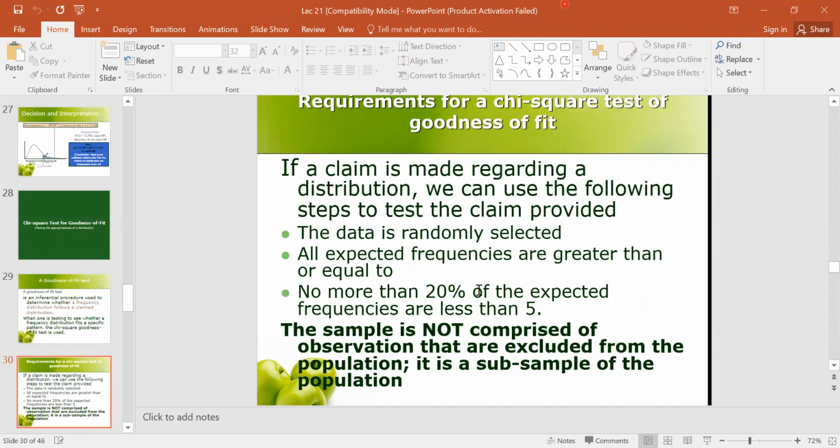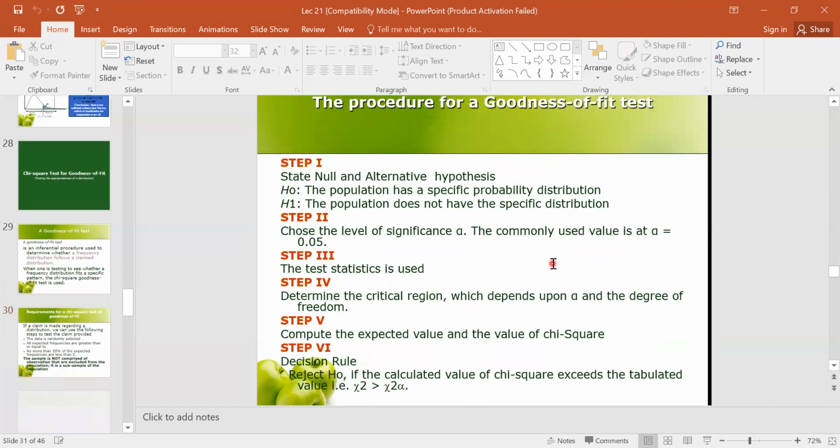The requirements are: the data is randomly selected, all expected frequencies are greater than or equal to a specific point, no more than 20% of the expected frequencies are less than 5, and the sample is not comprised of observations that are excluded from the population. So these are the requirements to test the goodness of fit criteria in the chi-square distribution.